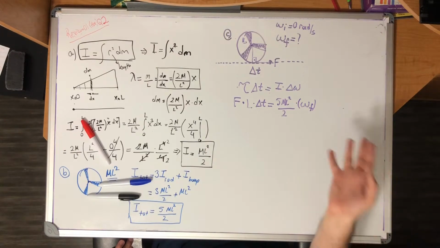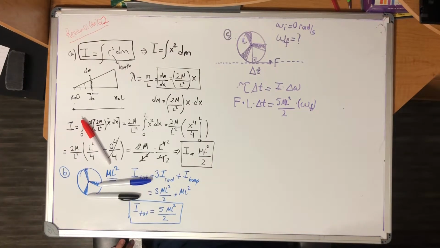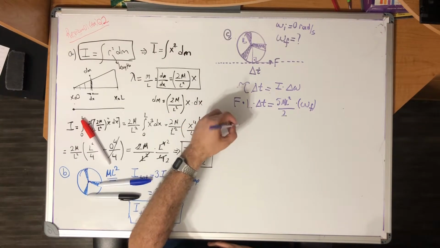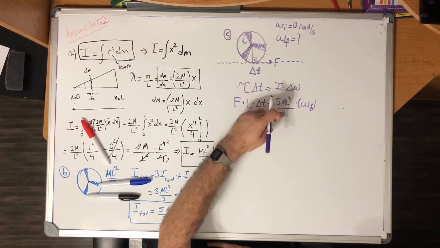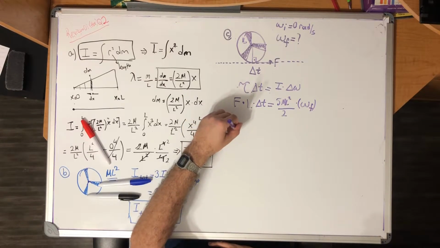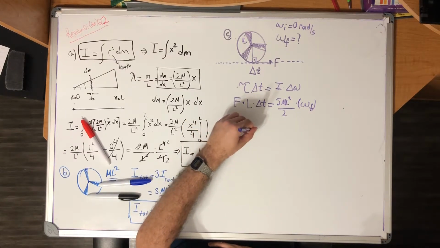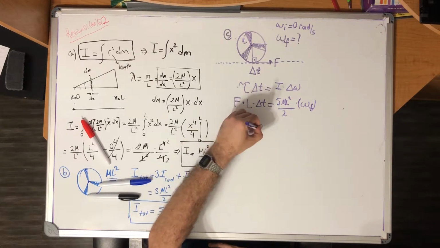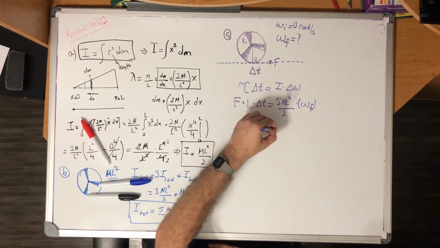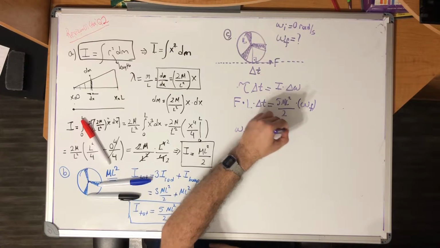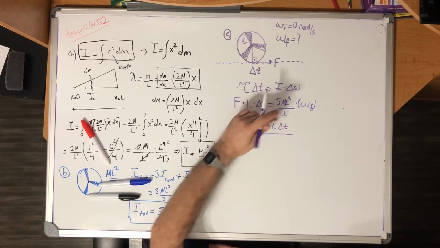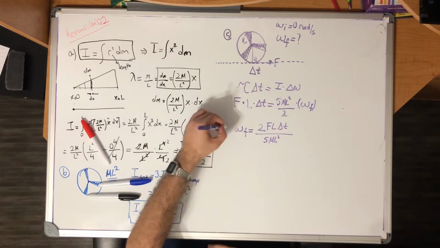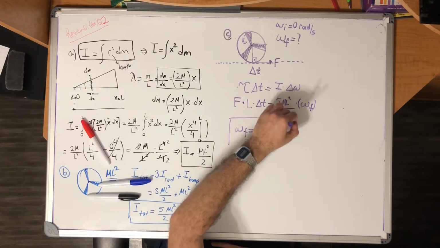So all I need to do is just solve this for V final, or omega final. So take this 2 up there, and then take this 5 mL squared to the bottom, and that's the equation, and that's the final answer for that question. So 2 goes up there, 2 F L delta T, and you divide it by 5 mL squared. So that is my final.